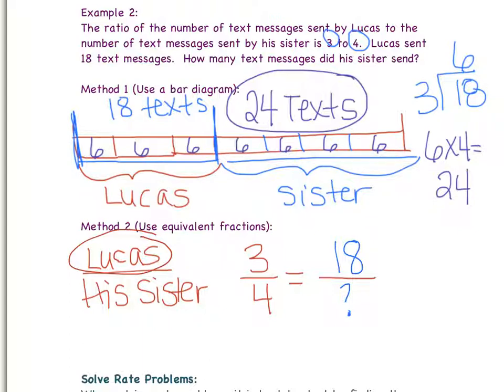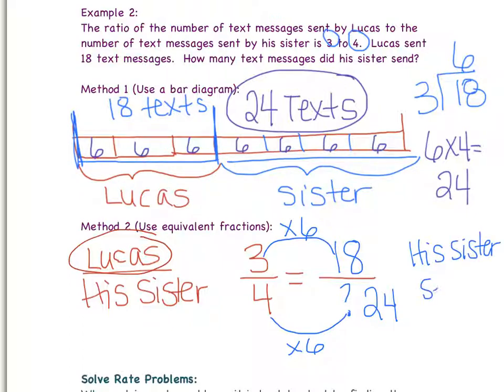So now we have to figure out, how can we get from 3 to 18? Well, we know that 3 times 6 is 18, right? So if 3 times 6 is 18, to create an equivalent or equal fraction, we have to do the same thing to the denominator. So we're going to go ahead and multiply this by 6 as well. 4 times 6 is 24. So our answer here is that his sister sent 24 text messages.